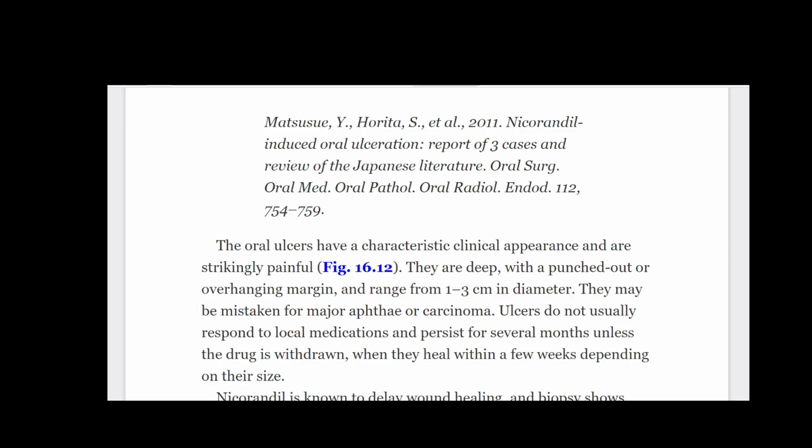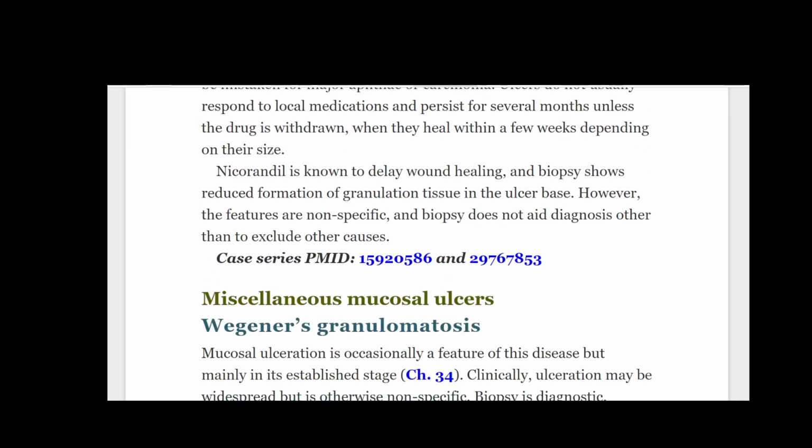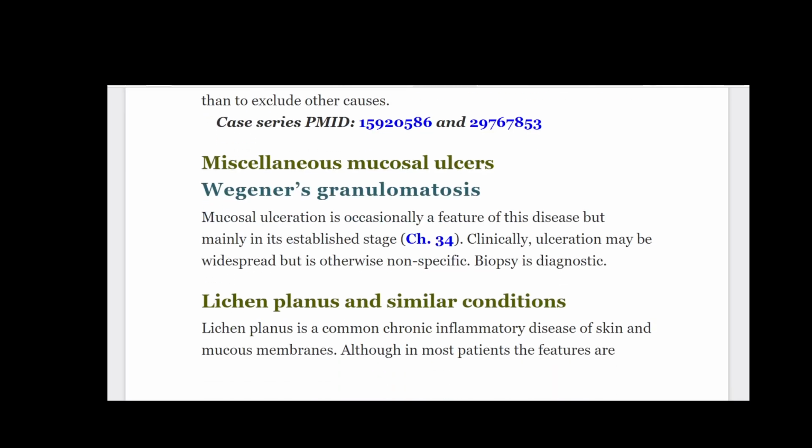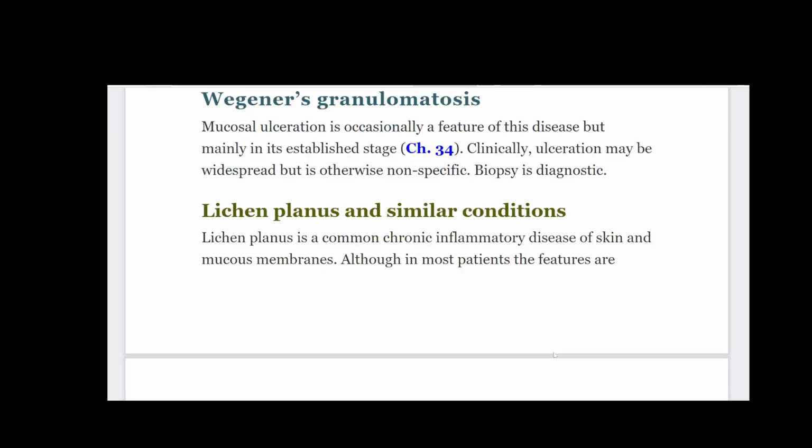The oral ulcers have a characteristic clinical appearance and are strikingly painful, Fig. 16.12. They're deep, with a punched-out or overhanging margin, and range from 1 to 3 cm in diameter. They may be mistaken for major aphthae or carcinoma. Ulcers do not usually respond to local medications and persist for several months unless the drug is withdrawn, when they heal within a few weeks depending on their size. Nicorandil is known to delay wound healing, and biopsy shows reduced formation of granulation tissue in the ulcer base. However, the features are non-specific, and biopsy does not aid diagnosis other than to exclude other causes. Case series PMID, 15,920,586 and 29,760.